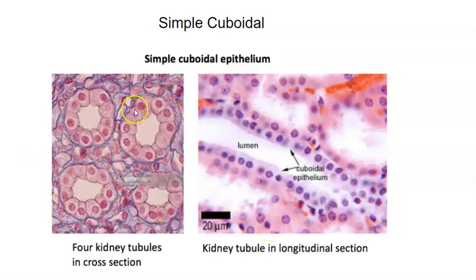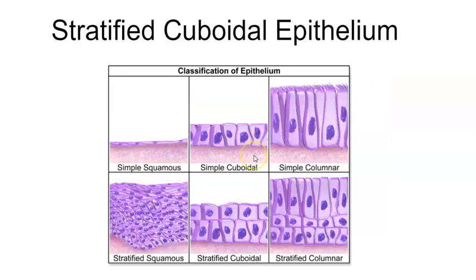Here's 4 ducts, all simple cuboidal. Notice the basement membrane as well. This would be the lumen or the opening. Here's the lumen again. These are just simple cuboidal shown in a different section. So one layer of cube-like cells.